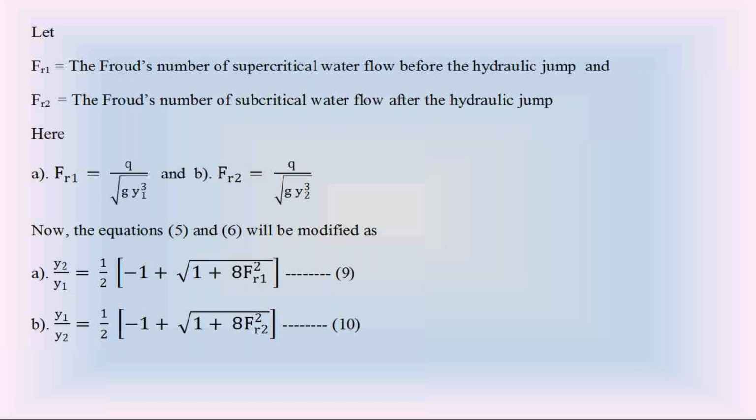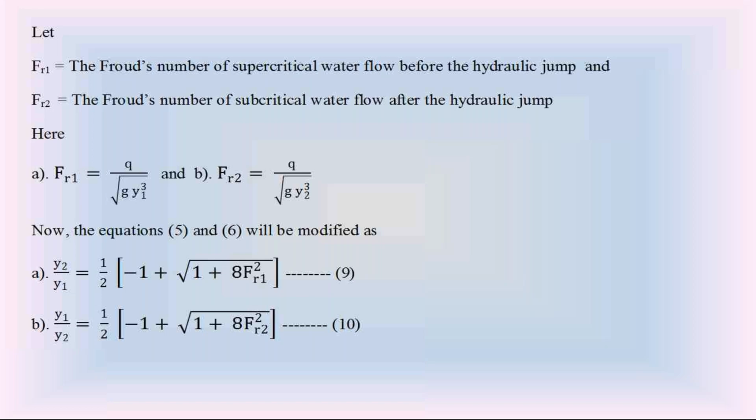That is also equal to the Froude number Fr equal to small q divided by root g into y in the rectangular channel. That small q is the discharge per unit width. So that is the equation of Froude number in the rectangular open channel.